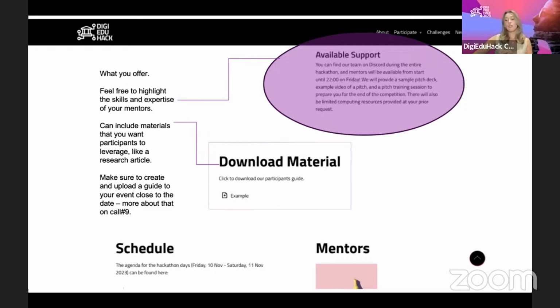We also suggest that you provide a guide to all of your participants, and we will have a separate coaching call about this, so no need to stress about that now. We will help you out, but it's just a guide so that participants can have everything important in a nutshell in one file. This can be downloaded here as well.